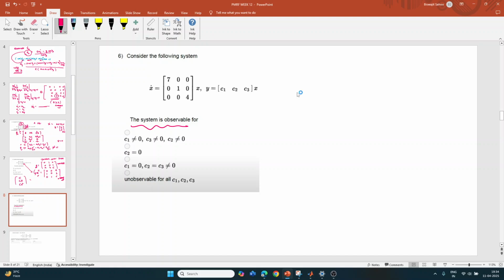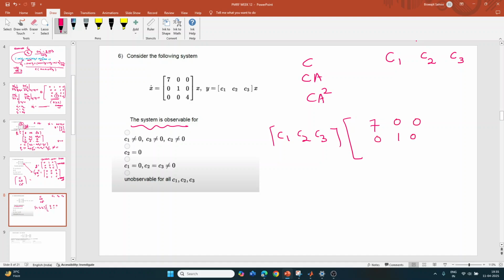Then what do you need to do? You have to solve the question. There are no other options for you. So you need to find out CA and CA squared. What is C? C is given to you as C1, C2, and C3. What is CA? C is C1, C2, C3. You have to multiply with this matrix 7, 0, 0, 0, 1, 0, 0, 0, 4. Now you do the matrix multiplication.